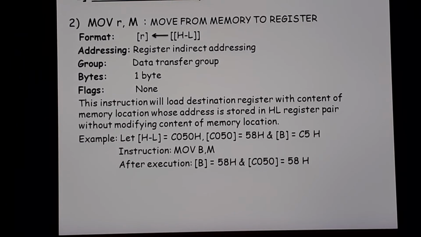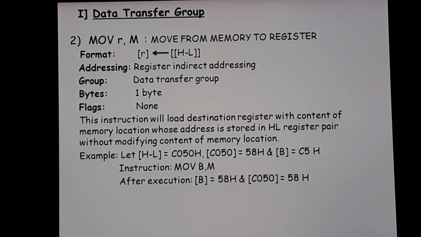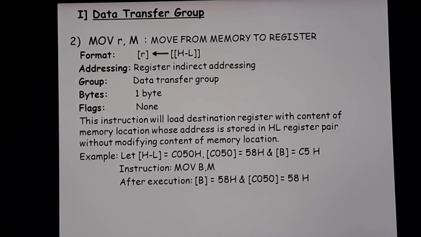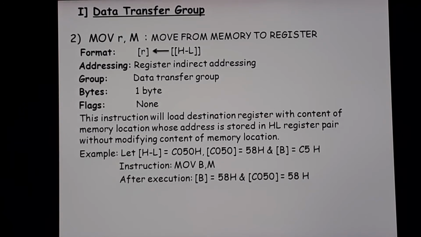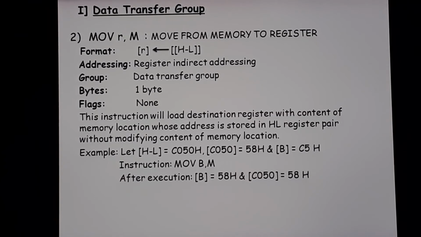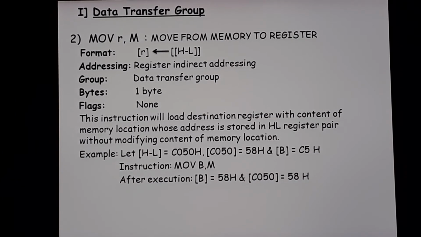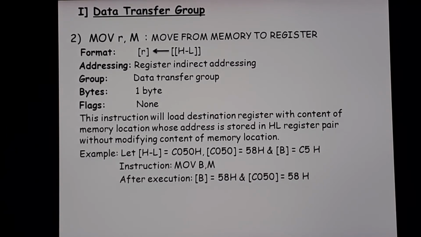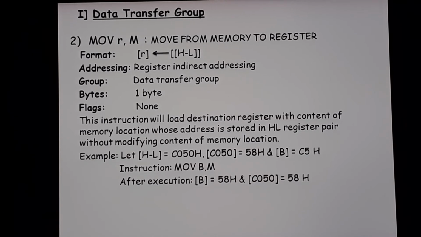Now the next instruction in this particular group, in the data transfer group, is move R comma M. So what happens here in this second instruction, move R comma M, the full form is R is nothing but the register and M is the memory, which it stands for. M stands for memory. So what happens here, move the content of memory to register. Okay, so that I've written here in the side of the instruction itself.